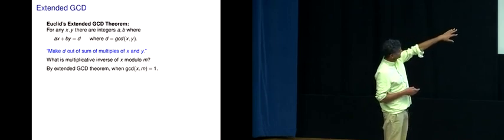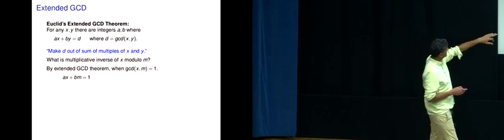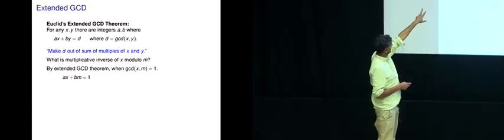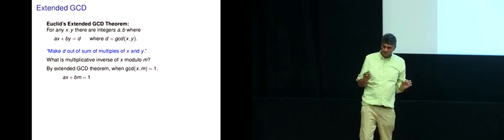By the extended GCD theorem, when GCD of x and m equals 1, d becomes 1. Right? So I'm just plugging in 1, and I'm plugging in x and m for x and y. I get ax plus bm equals 1. Do you guys see the multiplicative inverse of x? What's the multiplicative inverse of x?